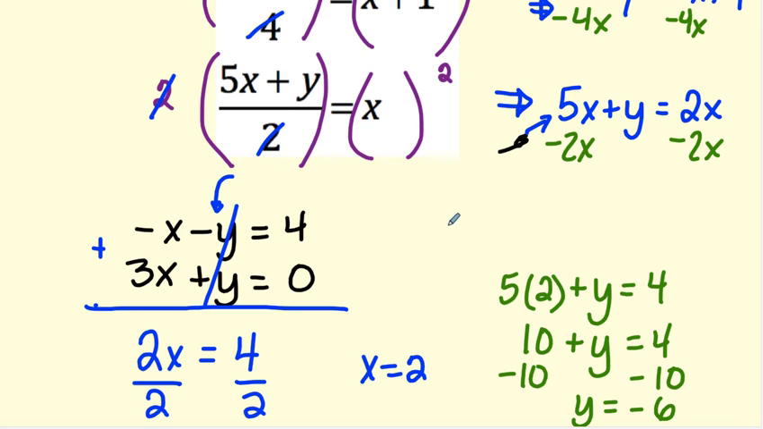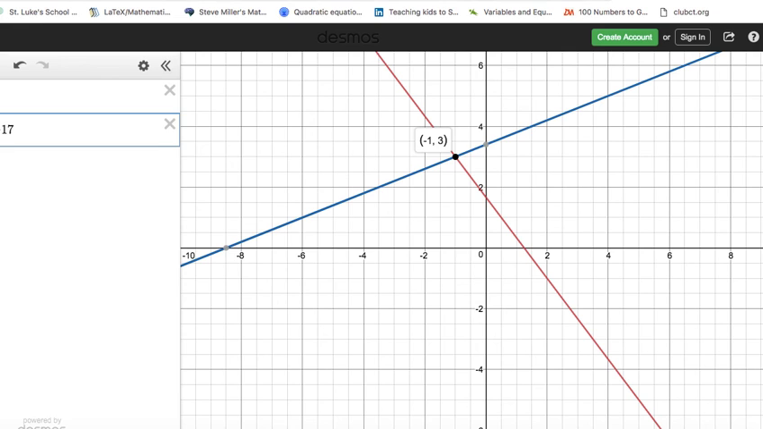So my final answer to the system, remember, I'm looking for a point of intersection for the line. So these two linear equations, if I graph them, they're going to intersect at the point 2, negative 6. All right, well, let's go to Desmos and just check it out, okay?